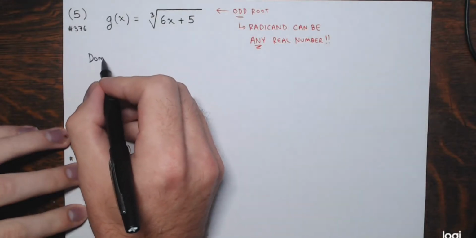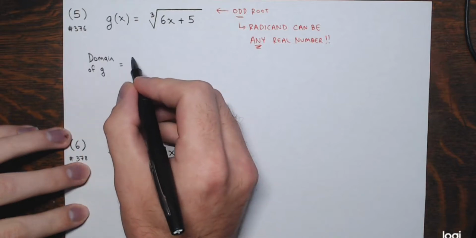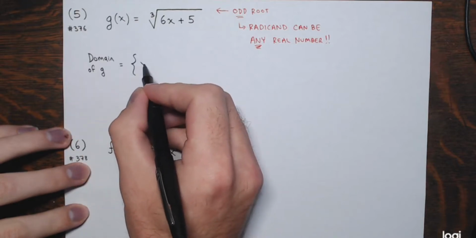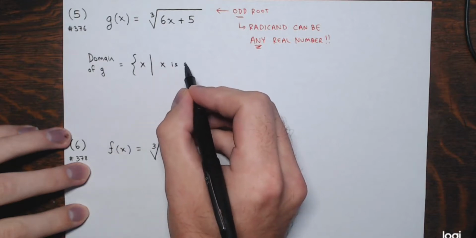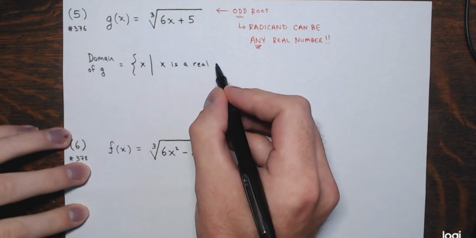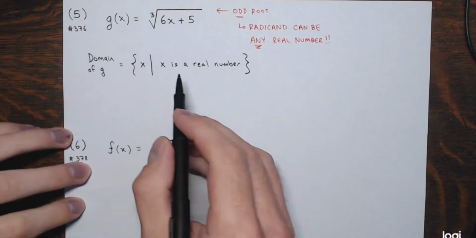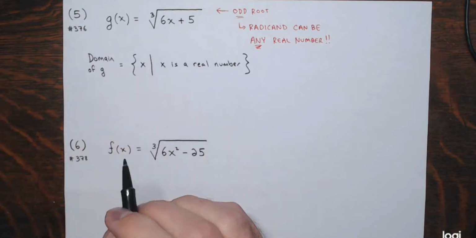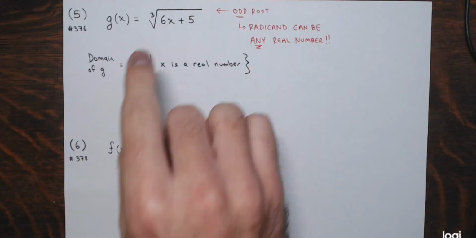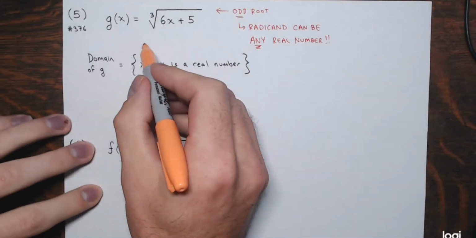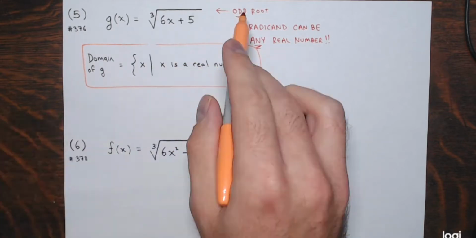The domain of this function is any x value, as long as x is a real number. Now you could write it this way, or you could just say that the domain is all real numbers. You can plug in anything for x, and the output will be real. So very simple for these odd root functions.